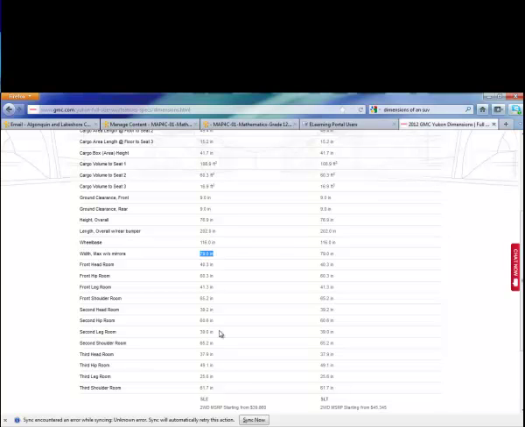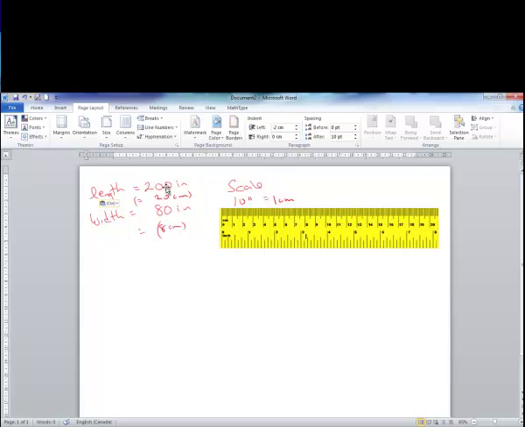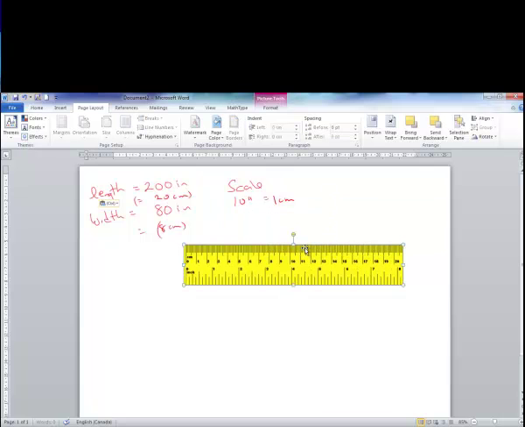And so then I went back into Microsoft Word and I said, okay, the length is 200 inches, the width is 80 inches, my scale is 10 inches is 1 centimeter. So basically you're dividing by 10 to go from inches to centimeters. So 200 inches is 20 centimeters, 80 inches is 8 centimeters. And I just took a ruler, and now I'm going to draw a box to fit these dimensions.